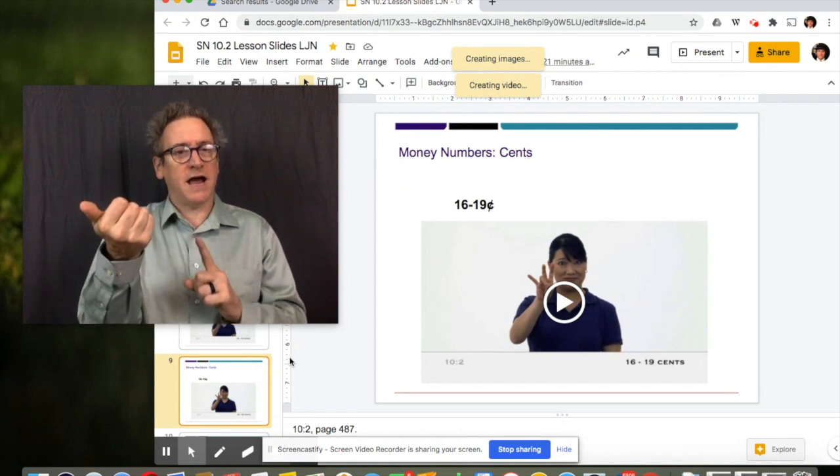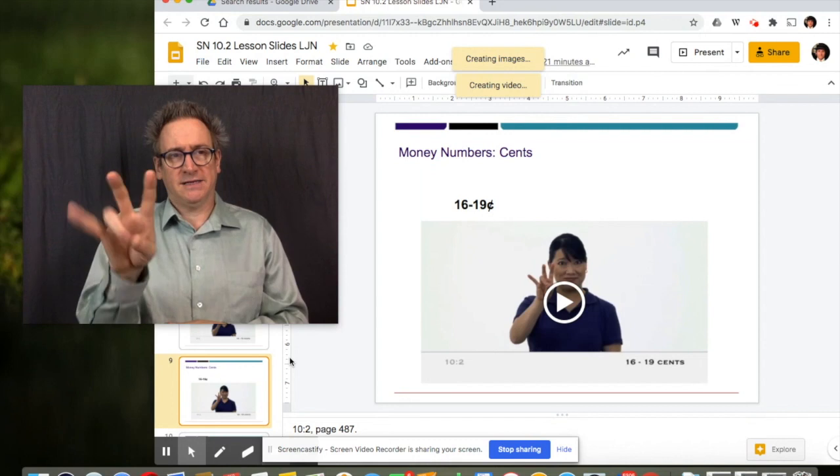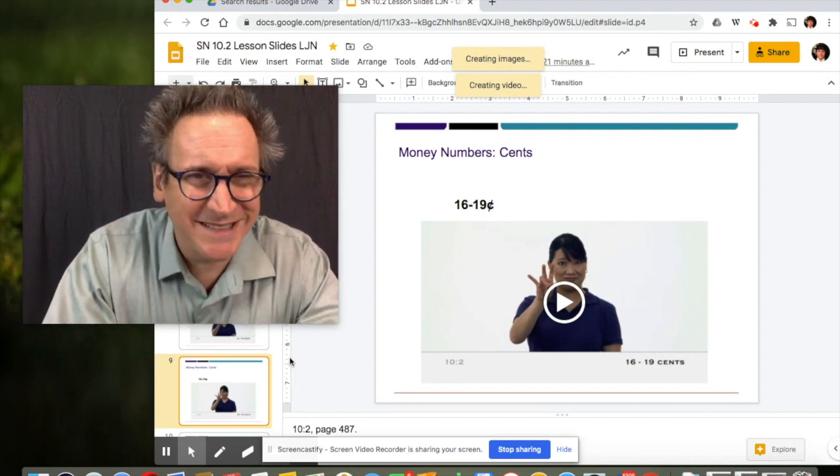So that old style 10 with the back of the hand to 6, 10 to 7, 10 to 8, 10 to 9. So that tends to be an older style.